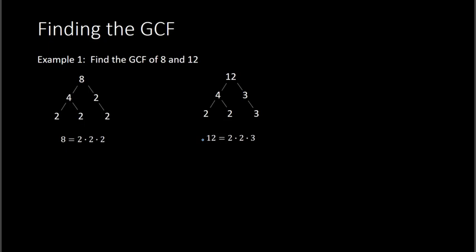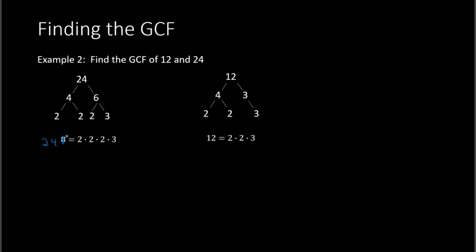Once you have found the prime factorization of all the numbers that you are working with, you can look to see which factors they have in common. Notice they both have a 2, and then they both have another 2. If I take those numbers and multiply them together, 2 times 2, my greatest common factor would be 4. And as we notice, that is the same answer we got earlier.